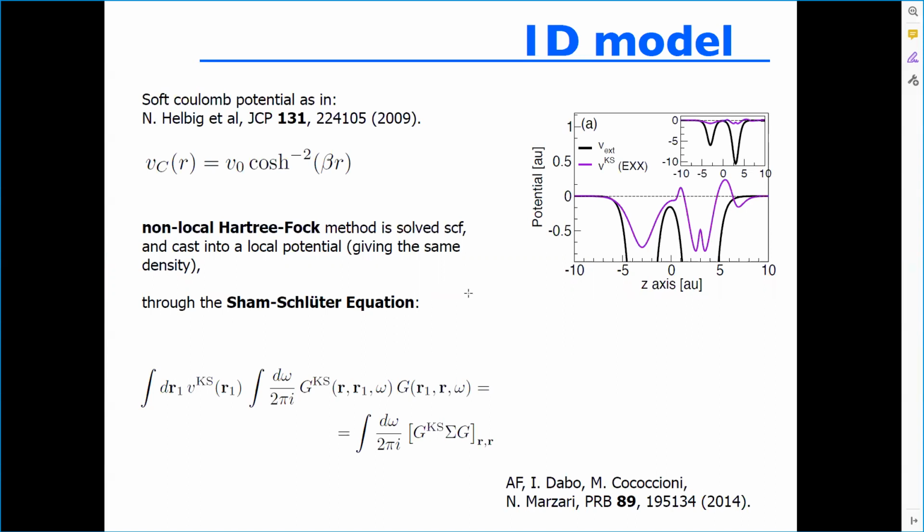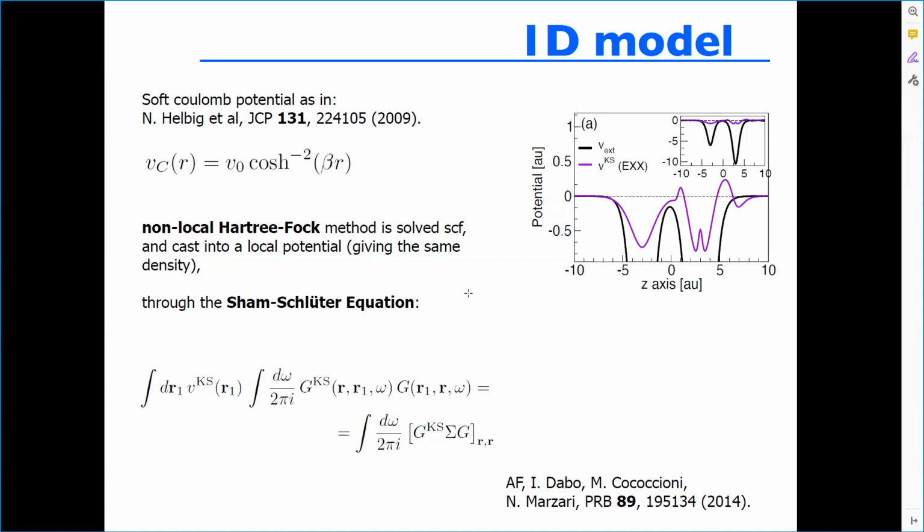And here the black potential is a double well that we treat at the Hartree-Fock level. So we can solve Hartree-Fock on the double well. And we can also compute this Kohn-Sham exact exchange. That is the local potential that minimizes the Hartree-Fock energy, or is the result of the linearized Sham-Schlüter equation out of the Hartree-Fock self-energy. So you plug the self-energy here, you impose that the density is the same as out of a Kohn-Sham Green's function, and you obtain this equation.